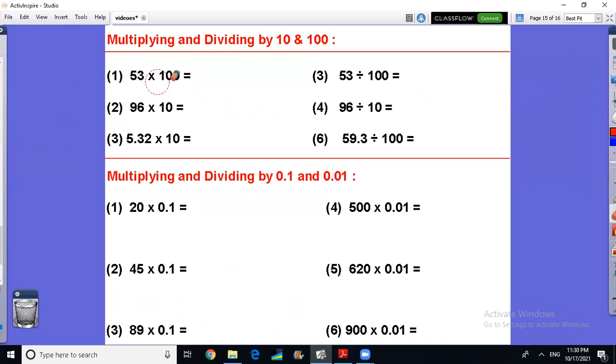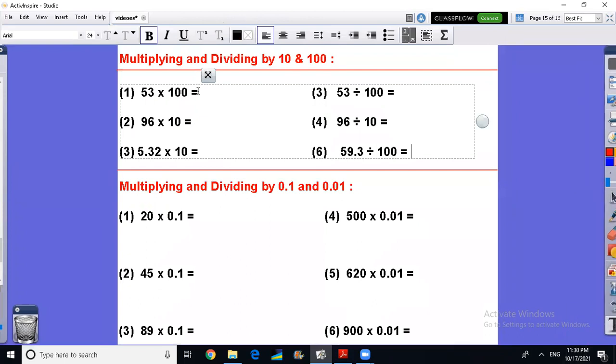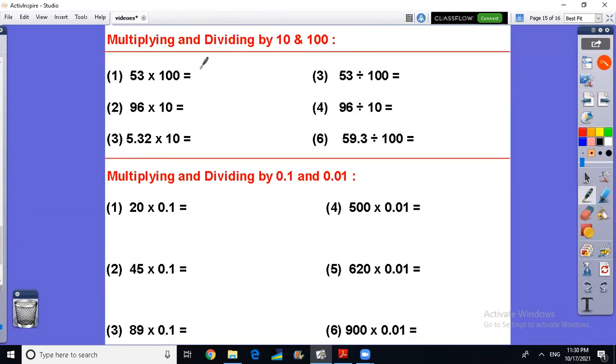And now we need to move to the next part that I need to remind you of: 53 times 100. That's what we're going to take right now, multiplying and dividing by 10 and 100. We need to remember how to do this. What's 53 times 100? Exactly.